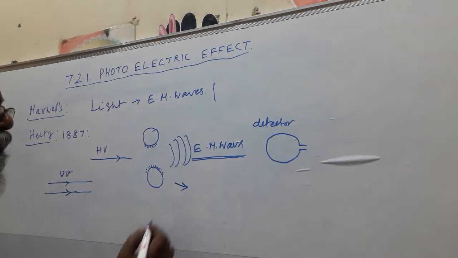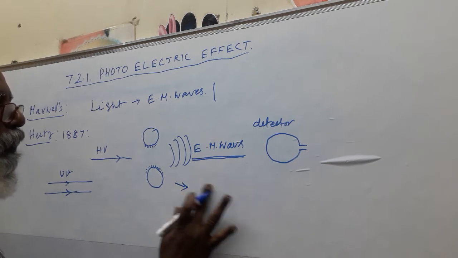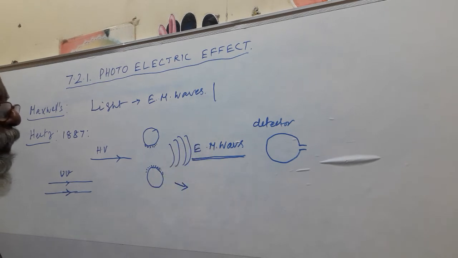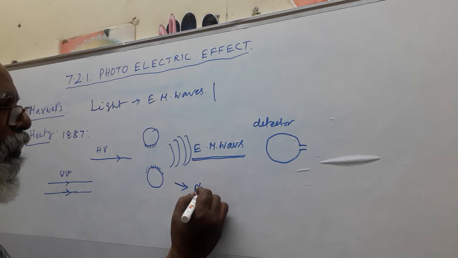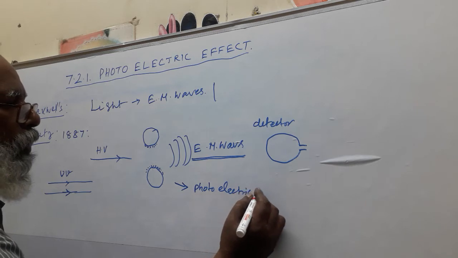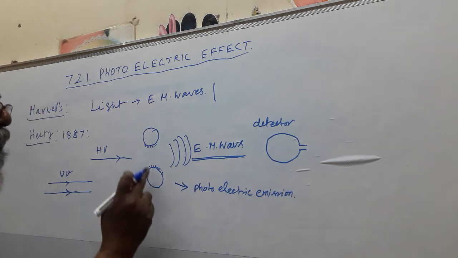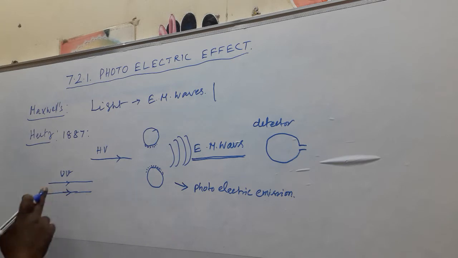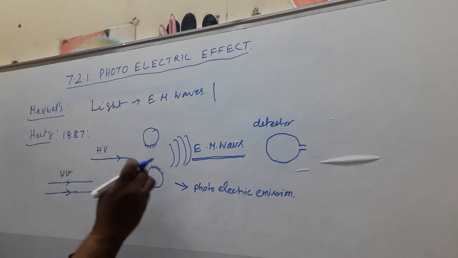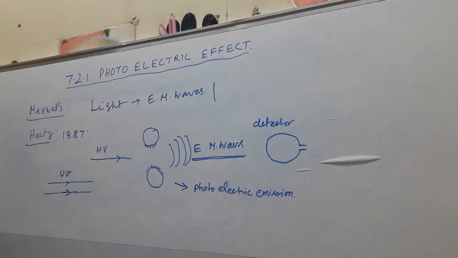At last he came to a conclusion: along with electromagnetic waves, there may be an emission of photoelectric emission. So the vigorous spark is only because of the ultraviolet rays which impact the spherical sphere, and the photoelectric emission which was produced. That is the important experimental result.